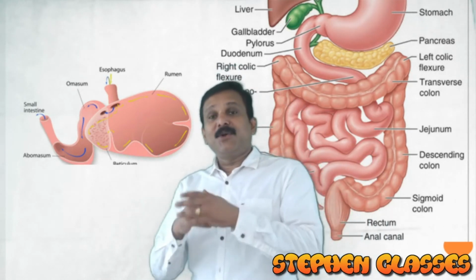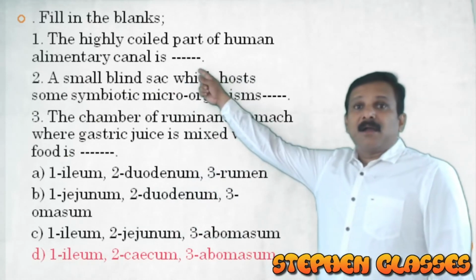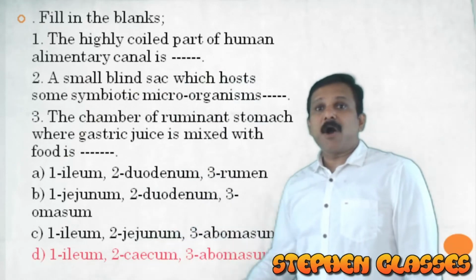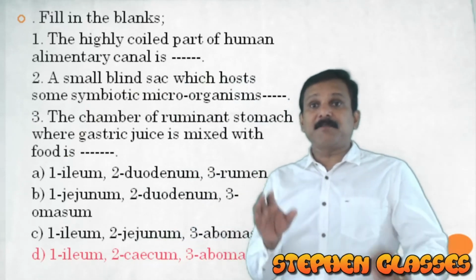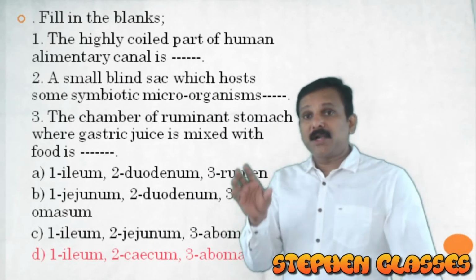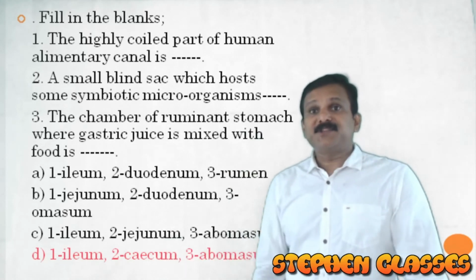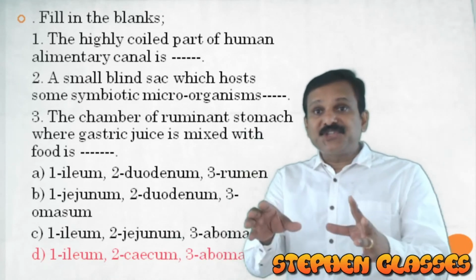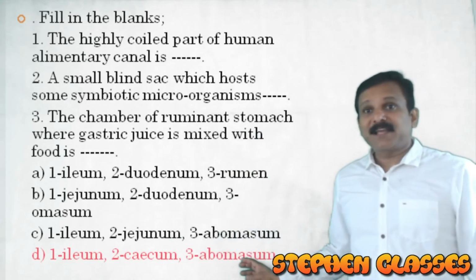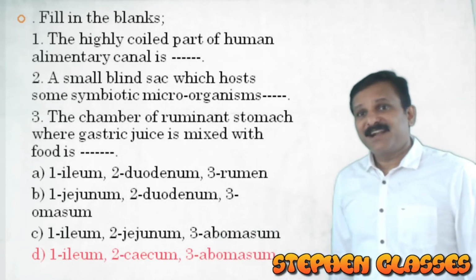So now you have the question for you. In the question, the statements: highly coiled part, that will be ileum. Then a small blind sac which hosts symbiotic microbes, that is cecum, the first part of the large intestine. It will hold some symbiotic microbes, that is our cecum. Then the chamber of the ruminant stomach where the gastric juice is mixed with the food, that is our abomasum. In the case of a ruminant stomach, you can see the abomasum. So our answer will be option D.